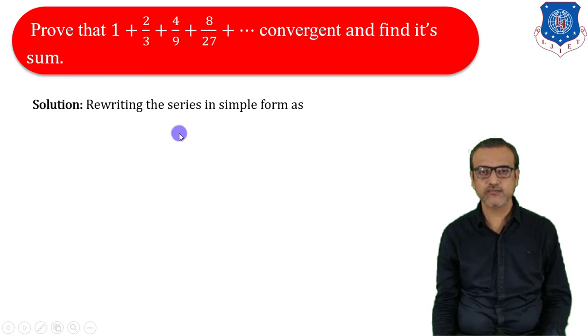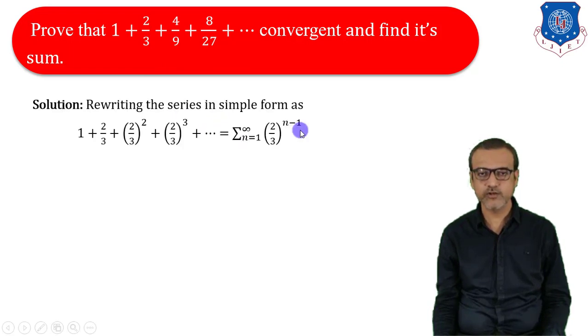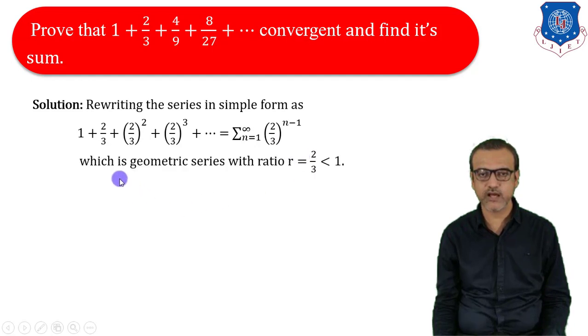Now rewriting the series in simple form, if you replace n by 1, you will get (2/3) raised to 0, so you get the first term, and for n equals 2, it will become (2/3) raised to 1, you get the second term, and so on. It means we can write this series as sigma n from 1 to infinity (2/3)^(n-1). So this is a geometric series with r equals 2/3, which is less than 1. Since mod r is less than 1, we can say that the series is convergent.